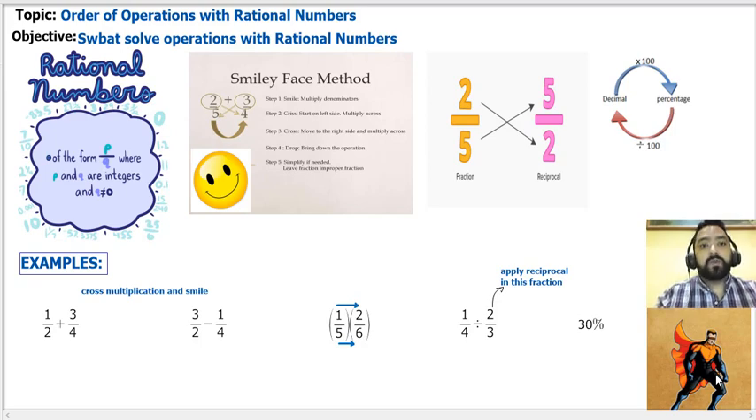For multiplication, we are going to multiply numerator by numerator, denominator by denominator, and reduce the fraction if necessary. For division, we are going to use the reciprocal. The reciprocal means to switch the positions of numerator and denominator. For example, if you have the fraction 2 over 5, the reciprocal is going to be 5 over 2. And we are going to change the sign of division to multiplication. For decimals, if you want to convert a percent to a decimal, we divide by 100. If you want to convert a decimal to a percent, we multiply by 100.